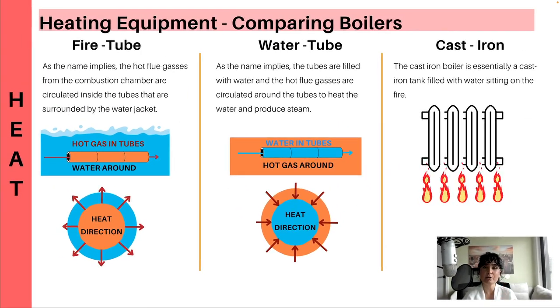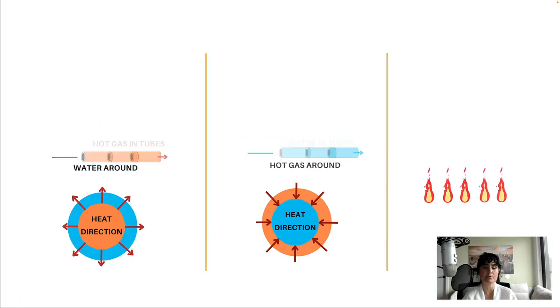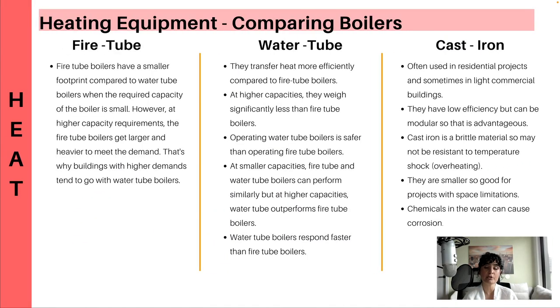And the cast iron boiler is essentially a cast iron tank filled with water sitting on direct fire, and that's how you heat up the water. So when your heat requirement is not too much, when it's a relatively smaller heat requirement, the fire tube boilers take less space compared to water tube boiler.